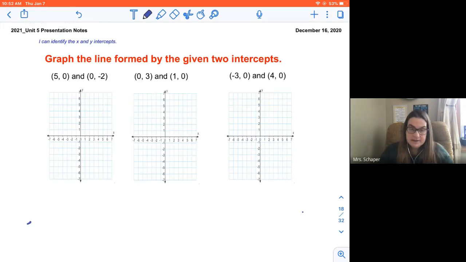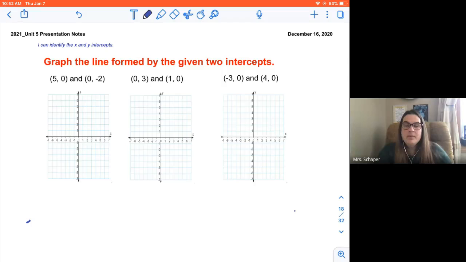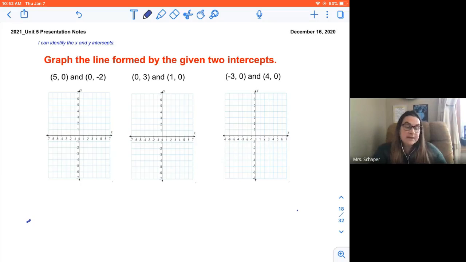So we are going to be getting to this page in our notes, and I'm going to be showing you how to graph using intercepts. The last lesson was talking about graphing using a t-table. Today, we're going to be showing you how to use graphing using the intercepts. Tomorrow, we're going to be giving you a day to review both of those.